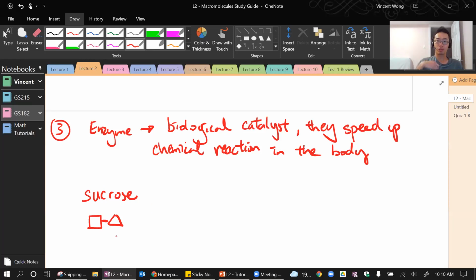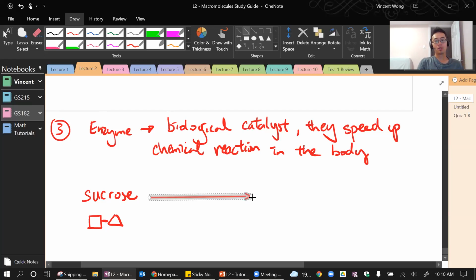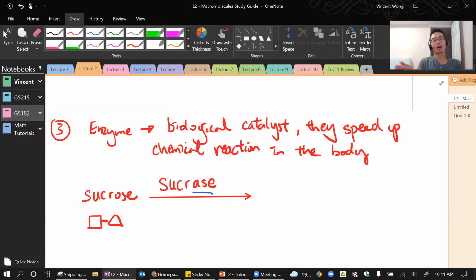But when you eat the sucrose and put it in your body, you will have enzymes that will help you break it down. An example of an enzyme that breaks down sucrose would be sucrase. So anything that ends with -ase would be an enzyme. To break down lactose, you would need lactase, right? And if you don't have that, you might be lactose intolerant.